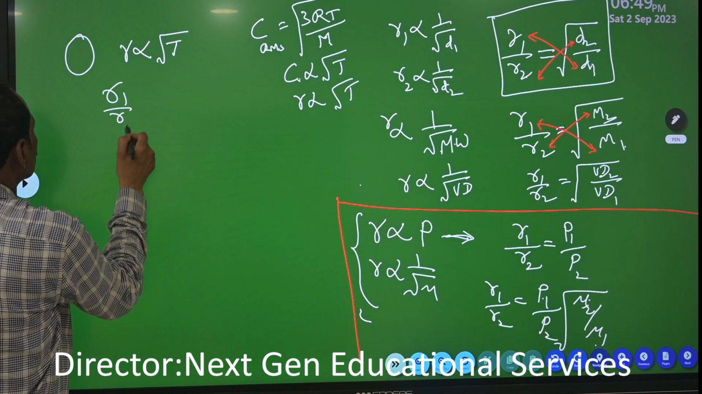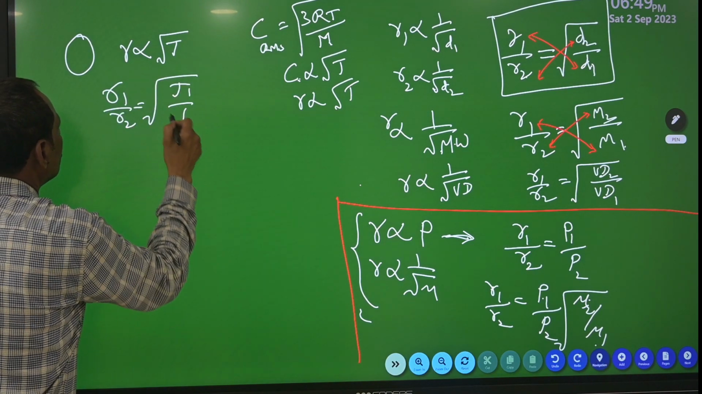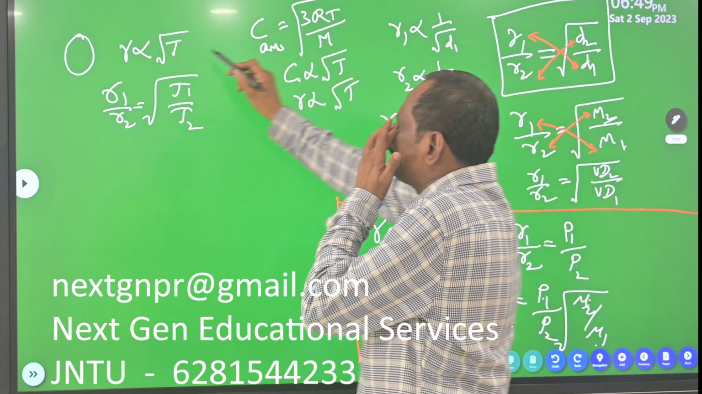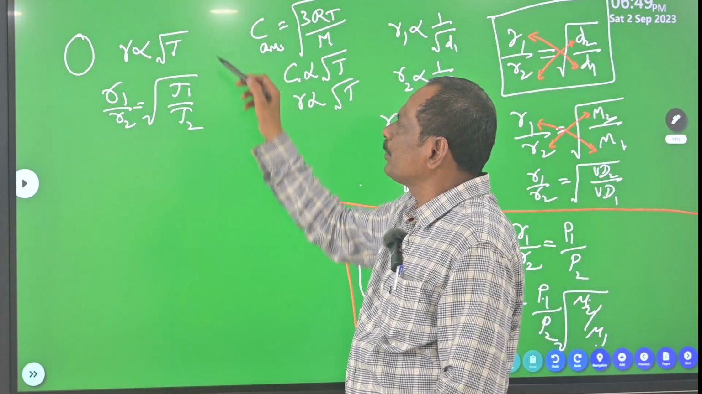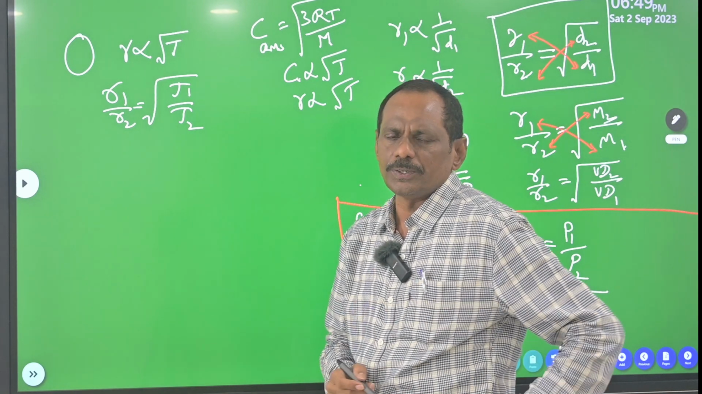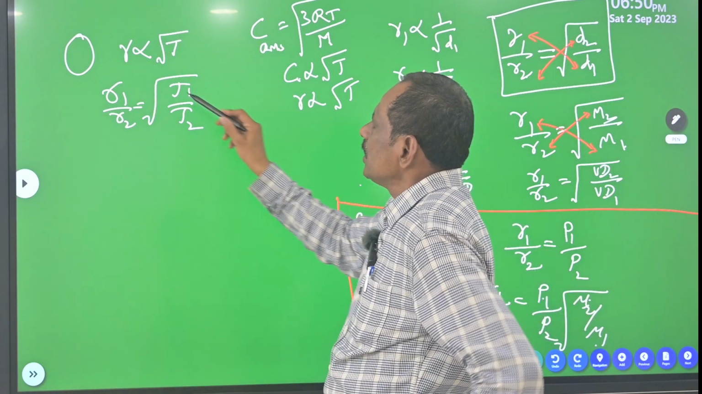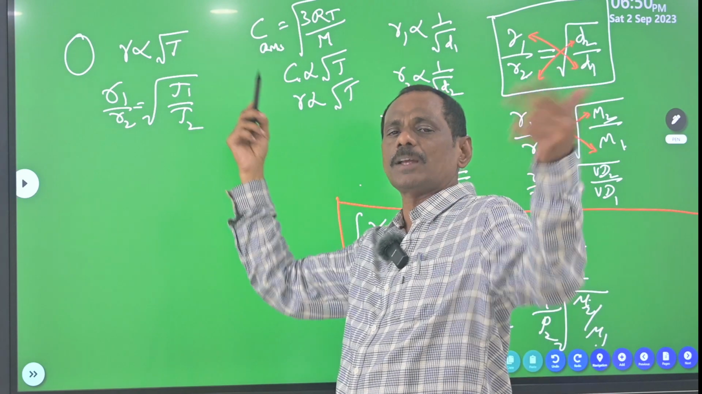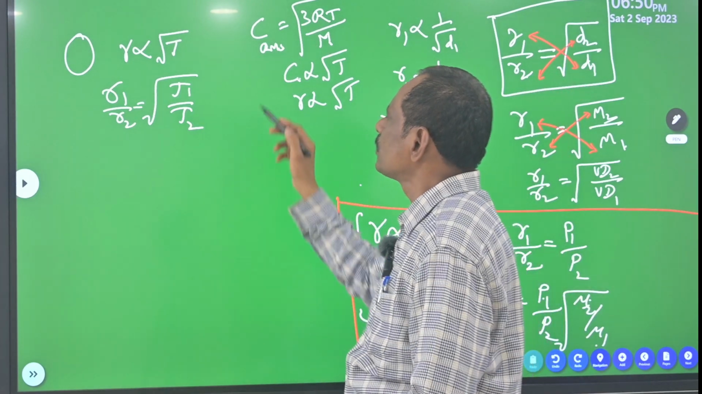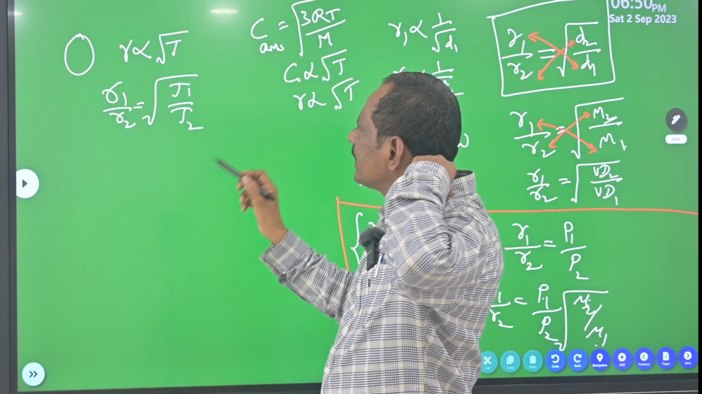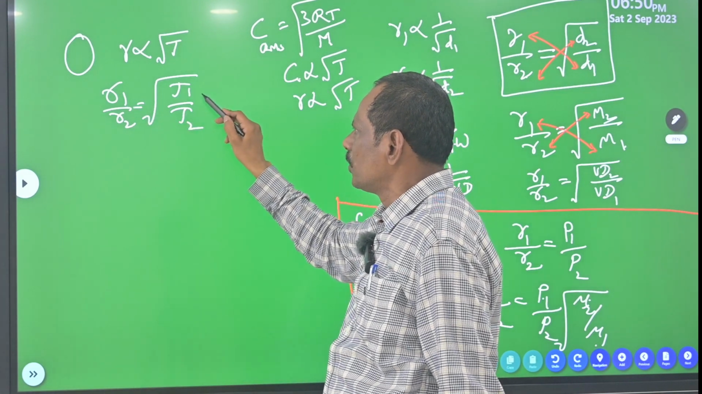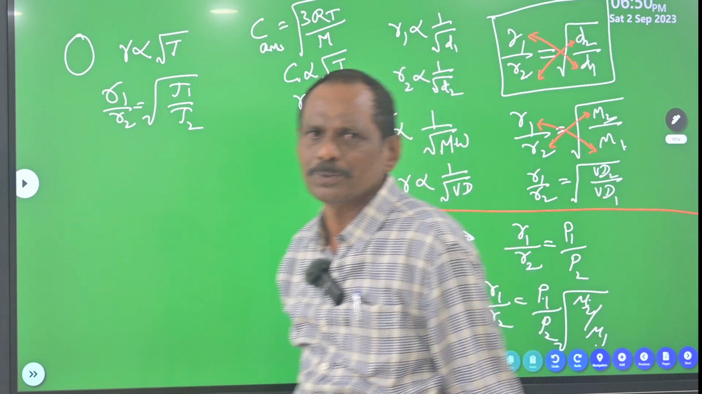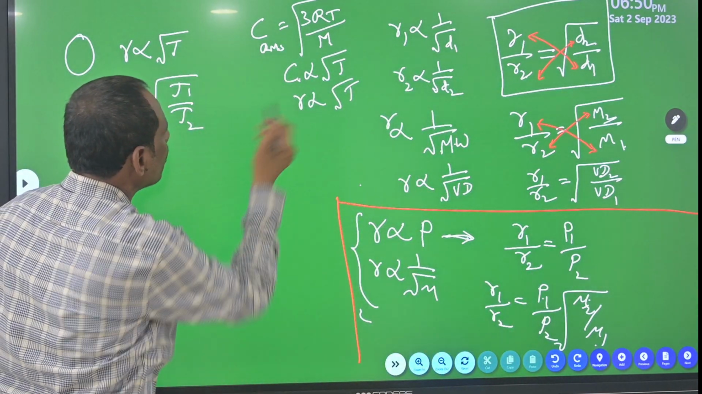Therefore, R1 by R2 is equal to root of T1 by T2. It is another form. At constant pressure, the rate of diffusion of a gas is directly proportional to the square root of its absolute temperature. If the rate of diffusion of a gas is known at a given temperature T1, we can calculate its rate of diffusion at some other temperature T2. Yes, that is the fourth form.